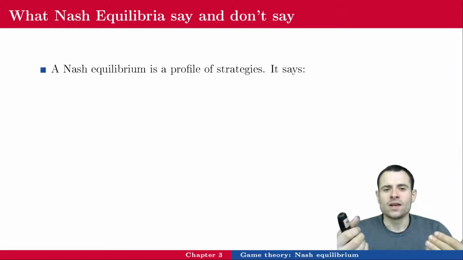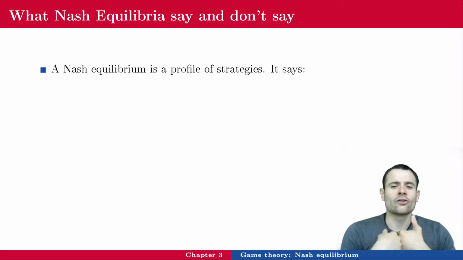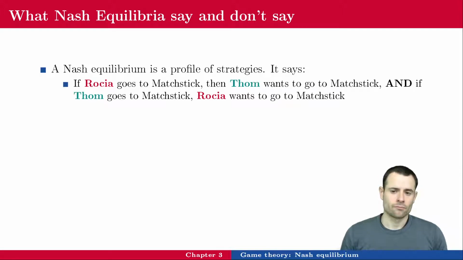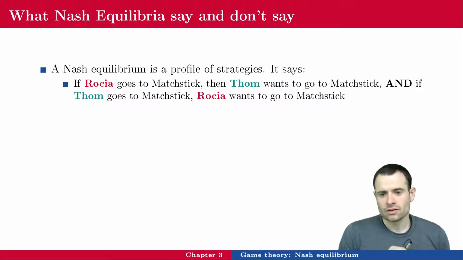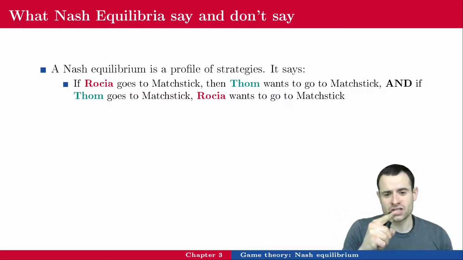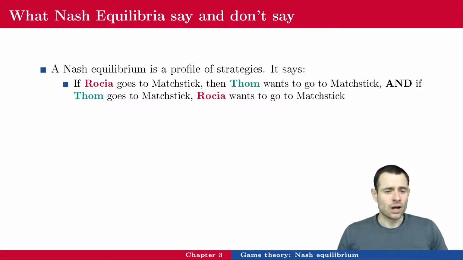The same way I said what a Nash equilibrium is and is not, here I'm going to talk about what a Nash equilibrium says and doesn't say. The Nash equilibrium first says that if Rosia goes to matchstick, then Tom wants to go to matchstick. And if Tom goes to matchstick, Rosia wants to go to matchstick. So when you have to verify that something is a Nash equilibrium, I could give you a more complicated game where underlying payoffs doesn't work.